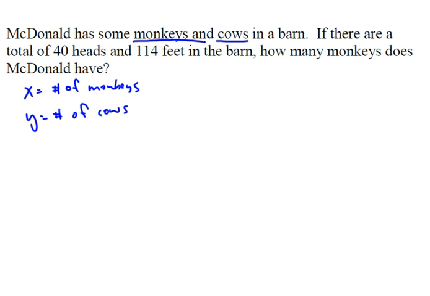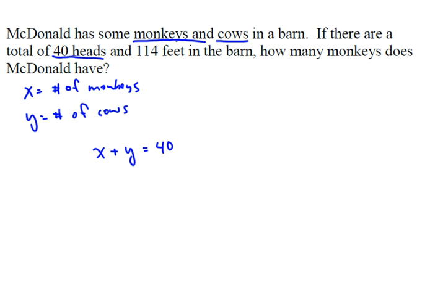In this problem, we're only given two pieces of information, and that is that you have 40 total heads. Thinking about monkeys and cows, how many heads do each of them have? They each have one head, so having 40 heads is like saying we have 40 animals. We could write a very simple equation that says x plus y equals 40.